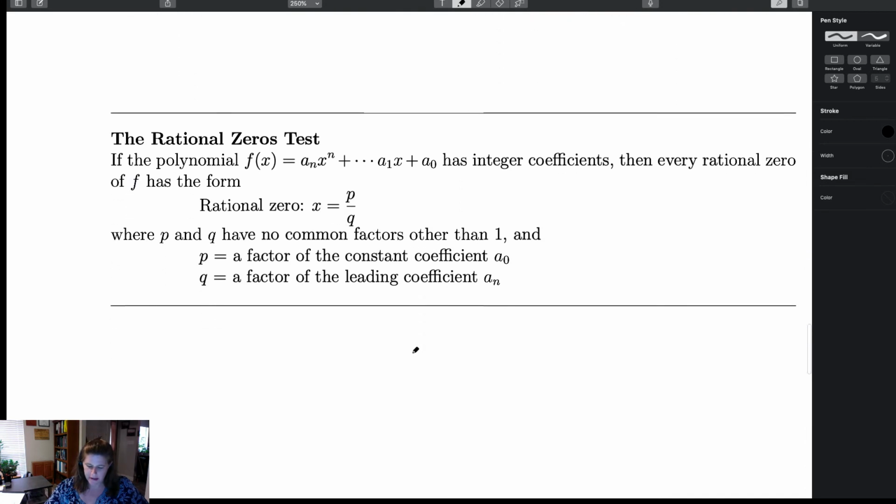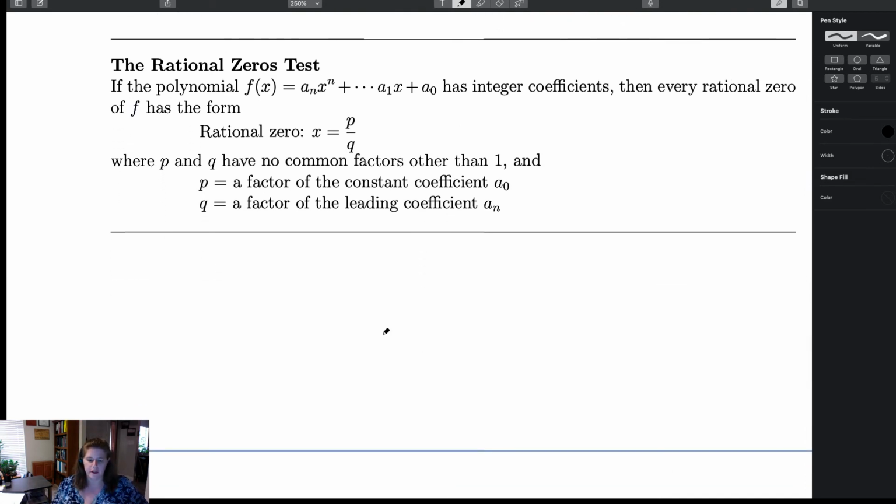All right, a couple other things that'll be helpful when you're doing your homework for this section is the rational zeros test. So if you have a polynomial function that's a sub n x to the n all the way down to a sub 0, all the rational zeros of that polynomial function are a ratio of p over q, where p is a factor of the constant coefficient, so the 1 at the end, and q is a factor of the first coefficient, or the coefficient on the highest power.